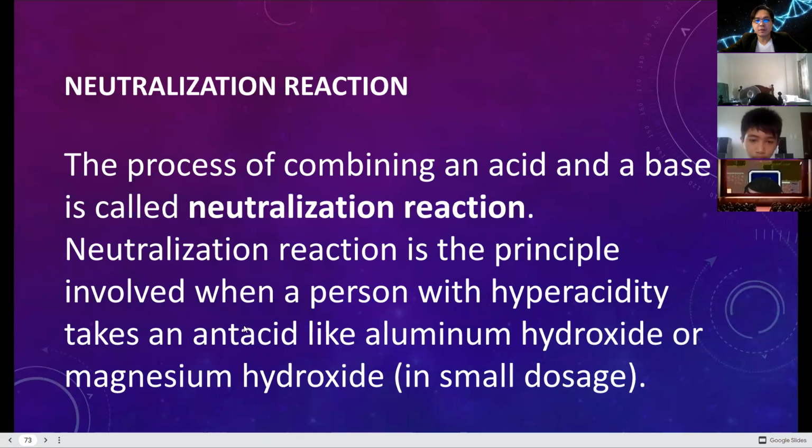Neutralization reaction is the principle involved when a person with hyperacidity takes an antacid like aluminum hydroxide or magnesium hydroxide in small dosage. If you have hyperacidity, you need to take an antacid or anti-acid in order to neutralize the effect of acids in your stomach. Take note, we need those acids in our stomach in order to activate the enzymes involved in the digestion process, right?